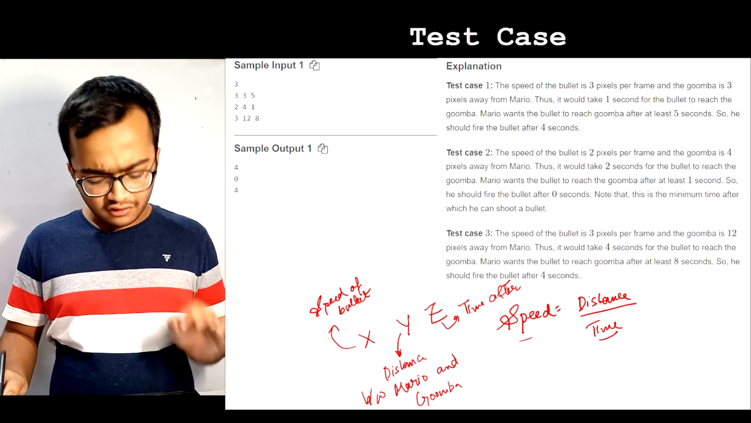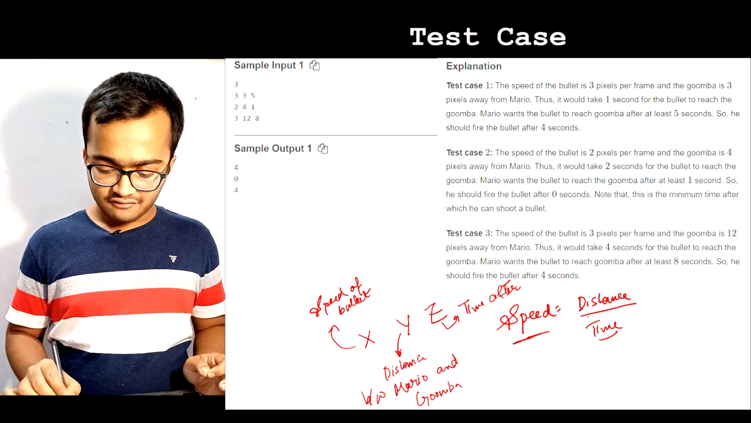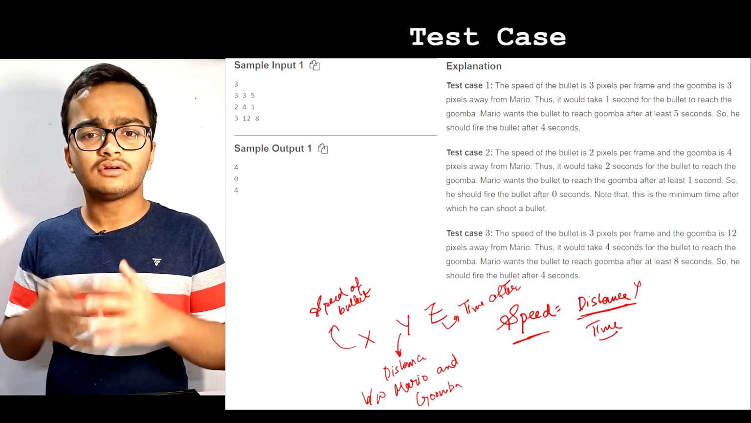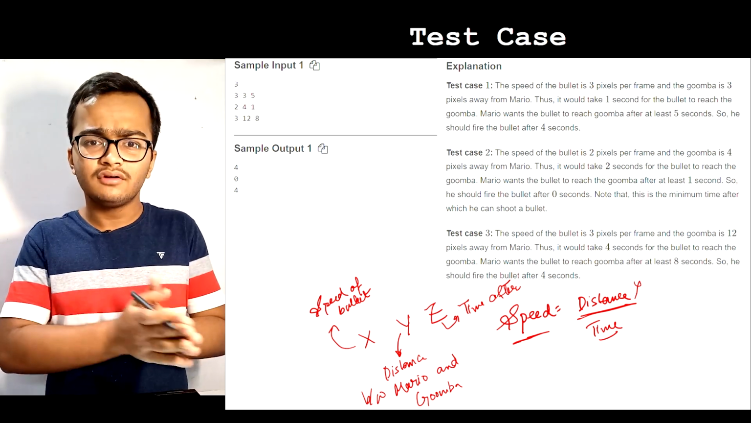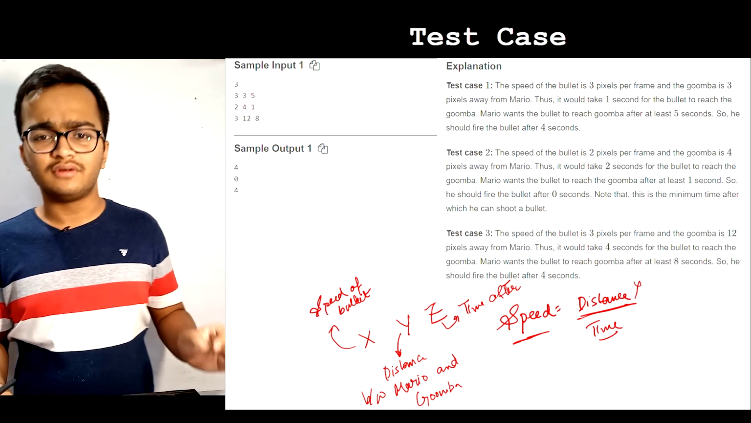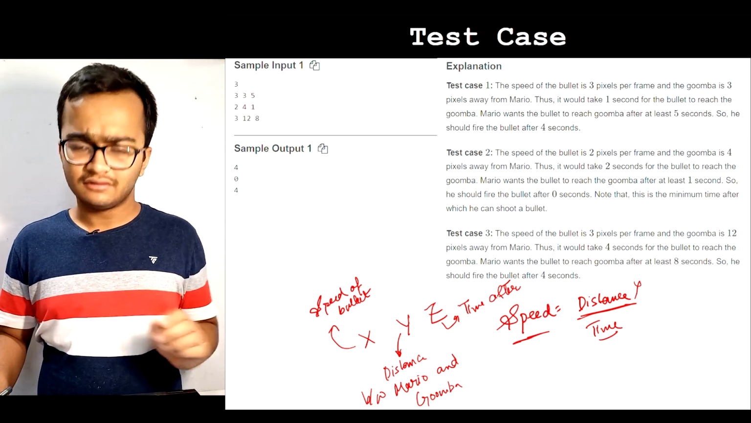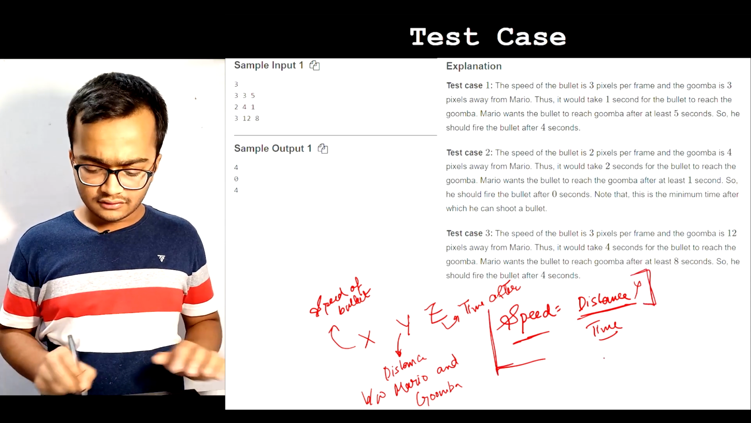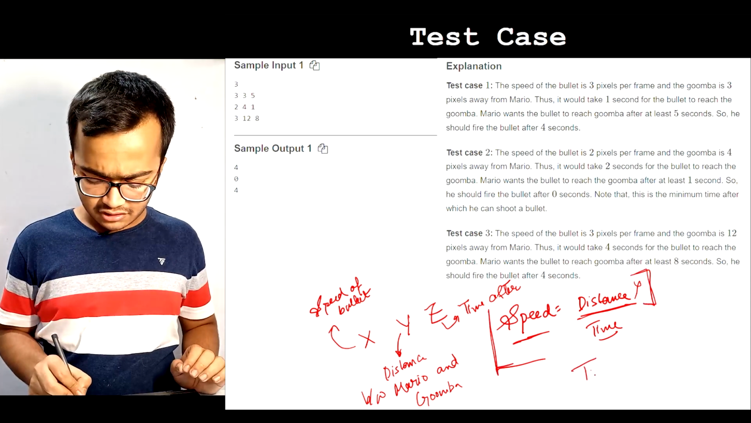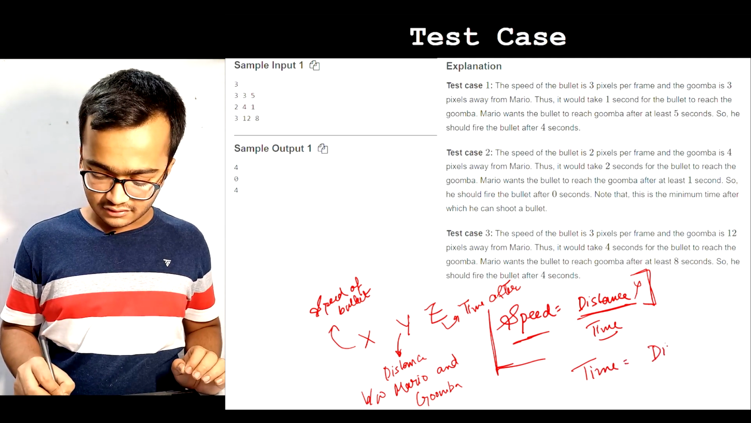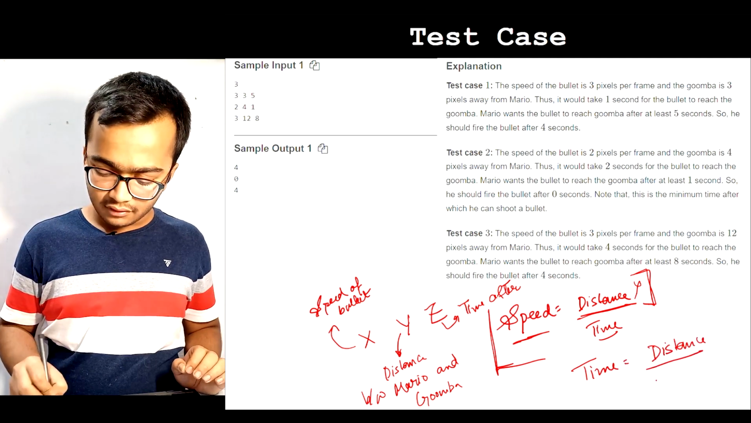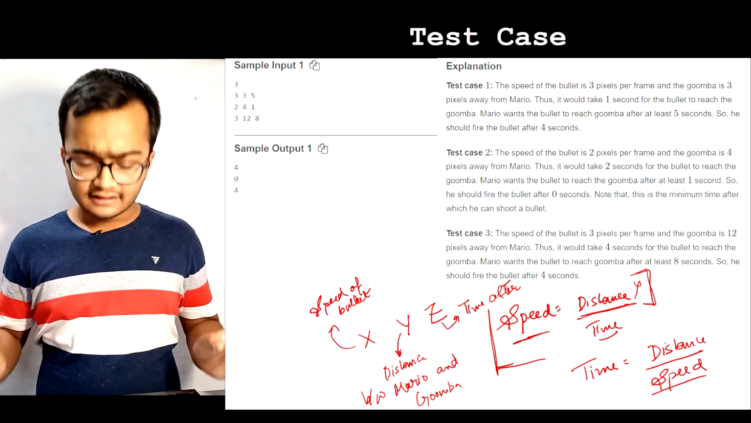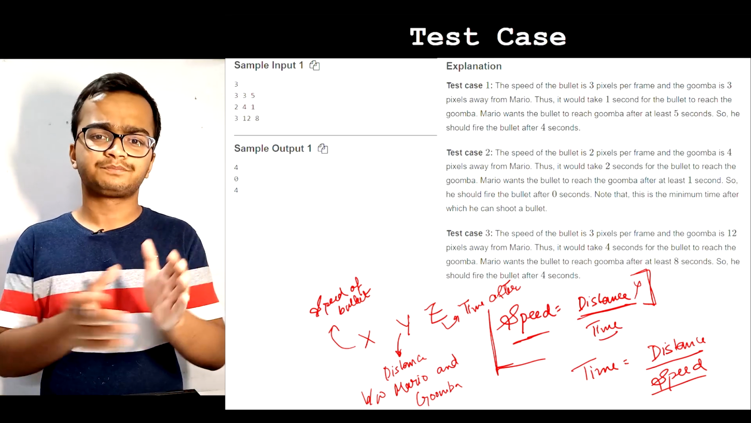So what do we have? We have the speed as x. We have the distance as y. What we don't have is the time taken by the bullet to reach Goomba from the distance of Mario. From Mario to Goomba, how much time the bullet will take to reach, we don't have that. So what will we do? We will calculate that. How to calculate? We will calculate it from this formula. So from this formula, we will substitute time. If you substitute time from this formula, we get time equals distance upon speed.